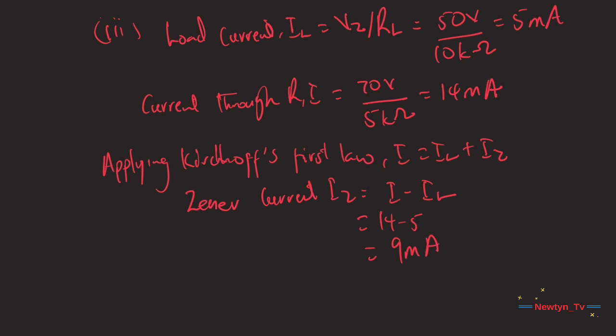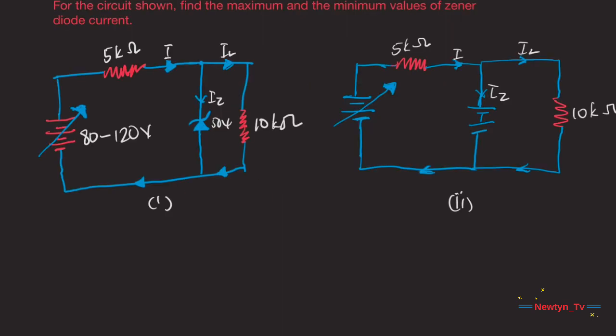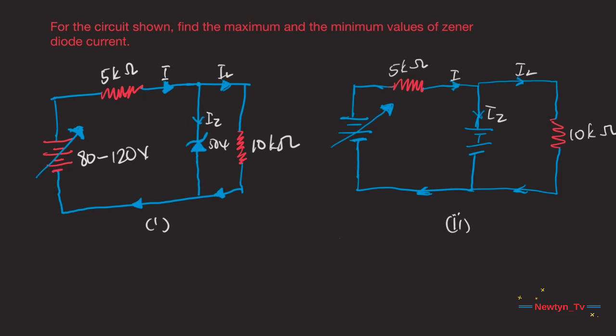Now let's look at the second problem. In this second problem, for the circuit shown, we are going to find the maximum and minimum values of Zener diode current. Okay, now the first step is to determine the state of the Zener diode. It is easy to see that for the given range of voltage, which is 80 to 120 volts, the voltage across the Zener is greater than the VZ, which is 50 volts.